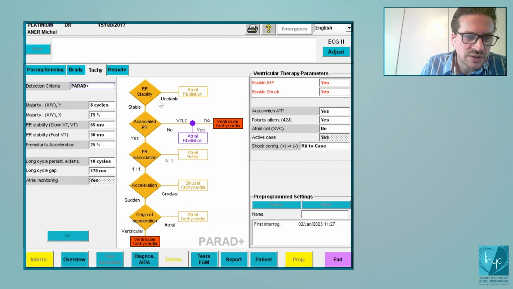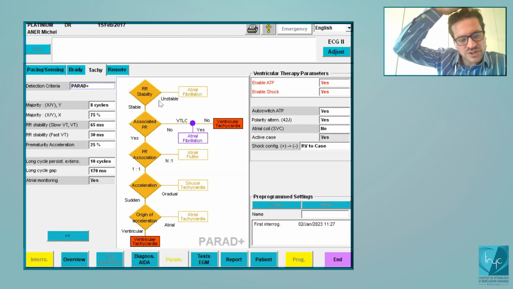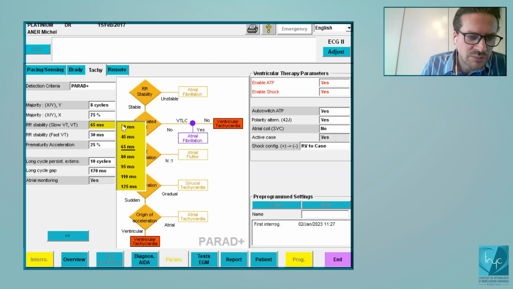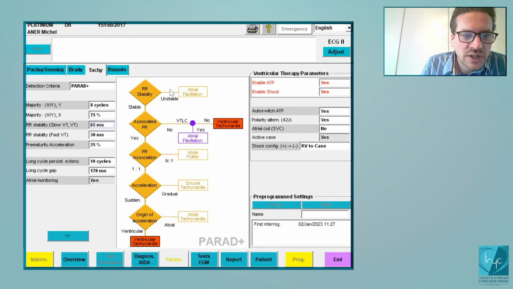So what it does is, I think it's quite smart. It first just looks at RR stability, because fast conducted AF occurs often, and it's important for discrimination to work properly. And therefore, if RR cycles are unstable, meaning 6 out of 8 are beyond the stability criterion, which is 65 milliseconds here, and we can see we can change it. We can make it more strict or less strict.